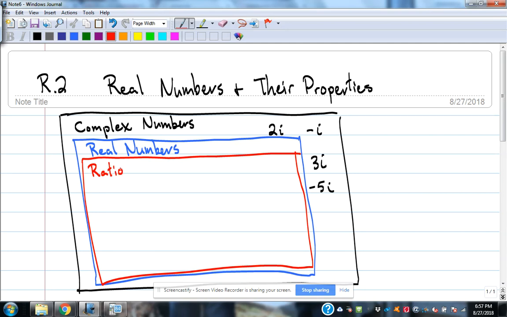It's the rational numbers. Rational numbers are numbers that can be written as fractions. So 3/4, -7/9, examples of those. This little sliver right here, that's the irrationals.